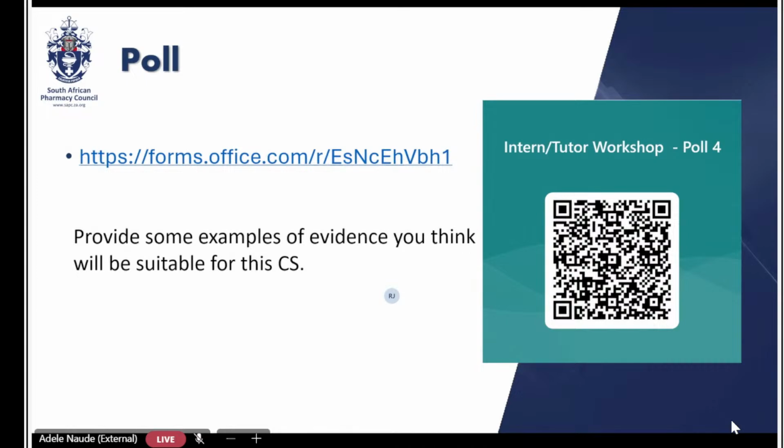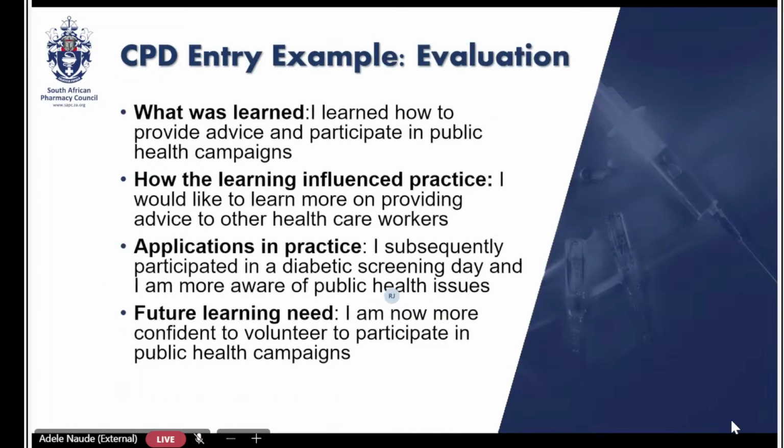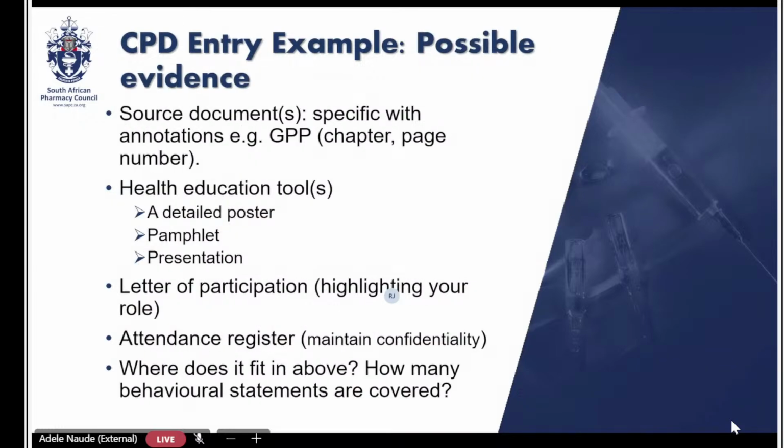Let's move on. Okay, so here's what we as the assessors and moderators that compiled the presentation thought could be possible evidence. Source documents. Remember, if you say in your planning that you're going to consult the GPP, then we need to see the GPP in your evidence, annotated and linked to the behavioral statement. If you say you're going to consult the WHO website, then we need to see that page that you have consulted and highlighted and annotated. Remember, we are now busy with 1.1.